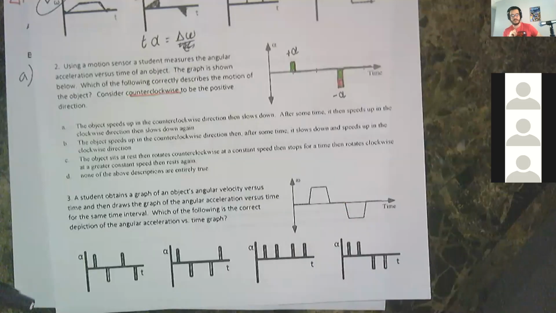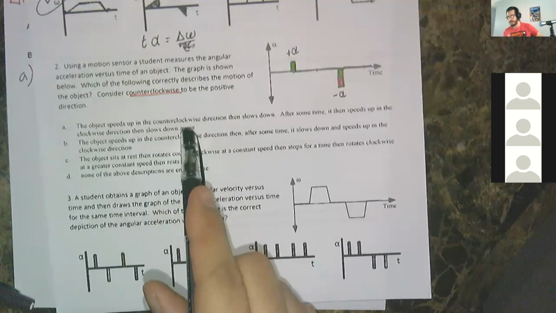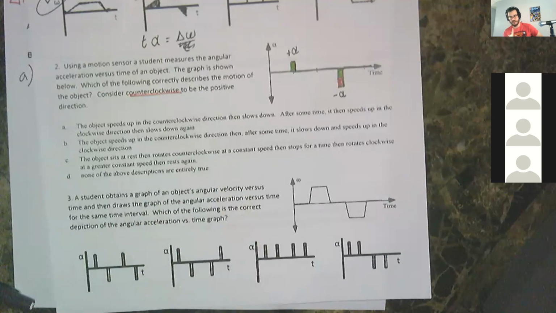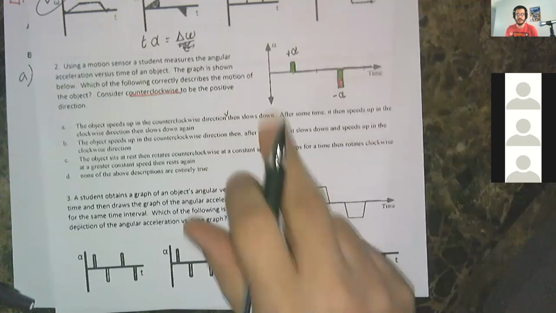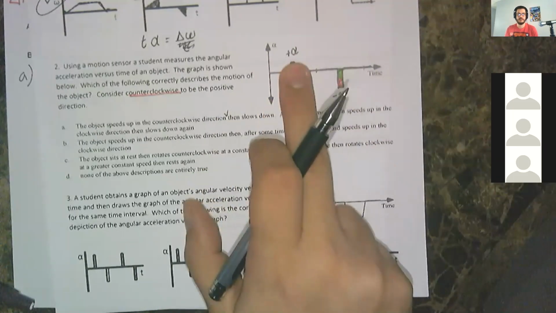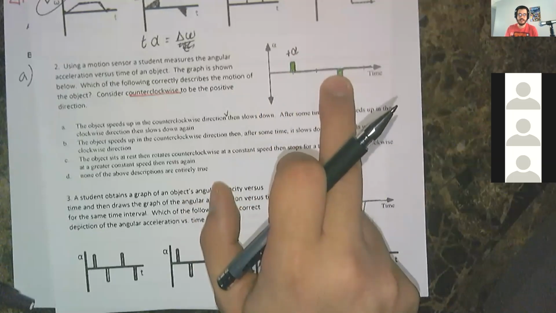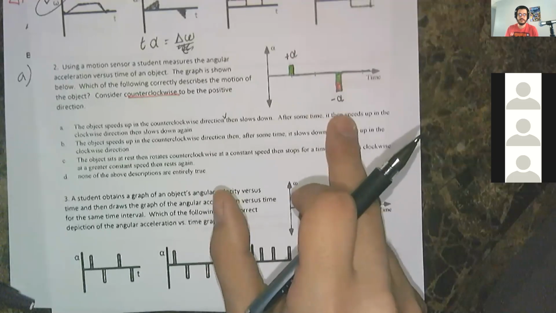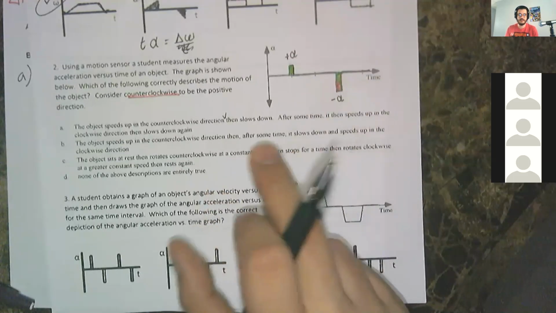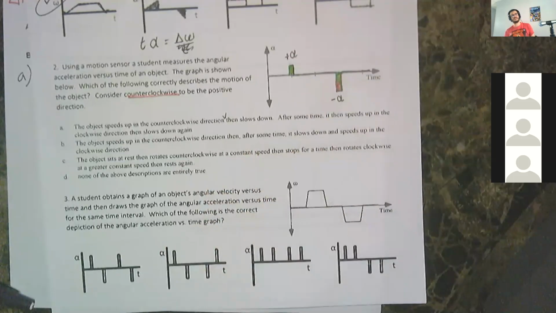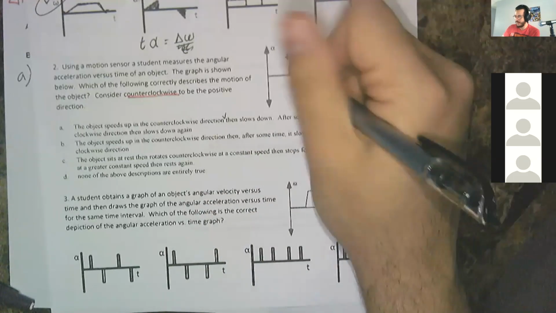Which one of these best describes what we've got? The object speeds up in the counterclockwise direction. Okay, it does that. Then it slows down. Well, yeah, it slows down when it gets to here. So they're not wrong yet. After some time, it speeds up in the clockwise direction, then slows down again. I see what they are doing.